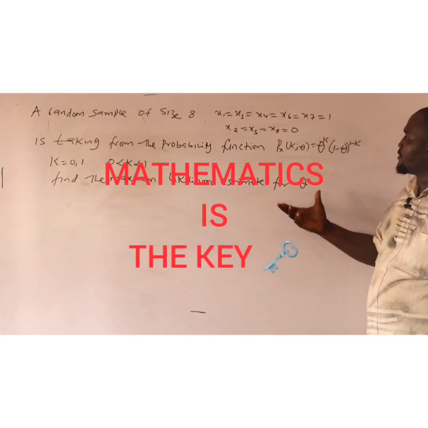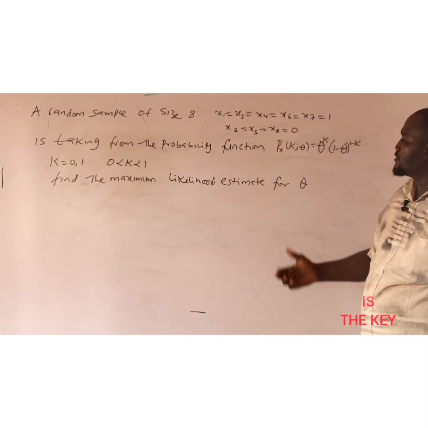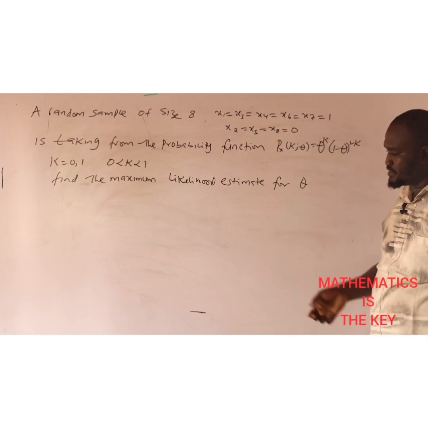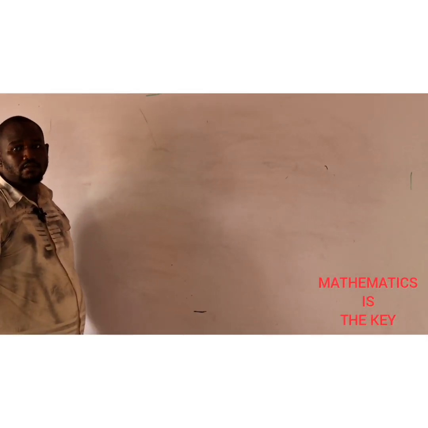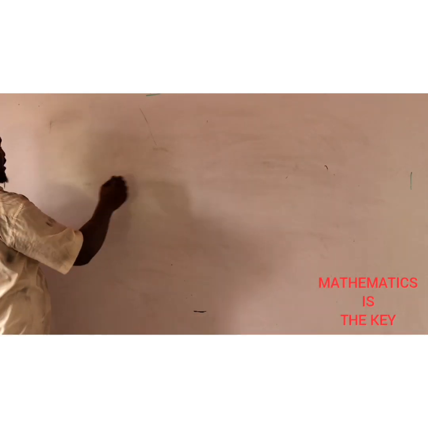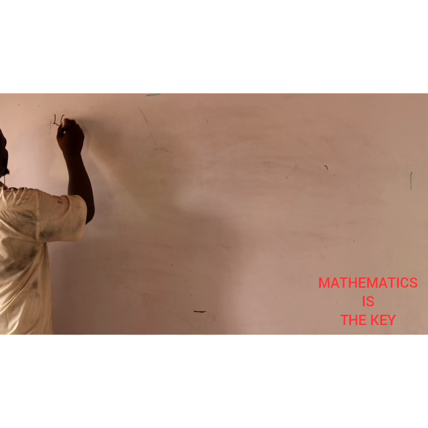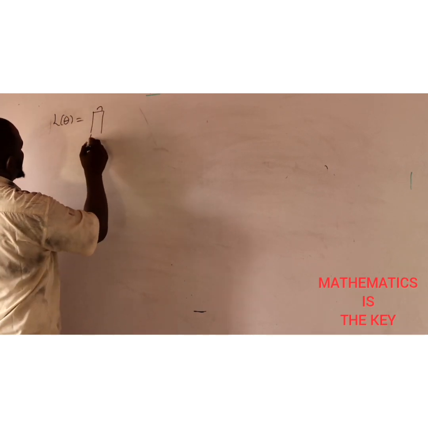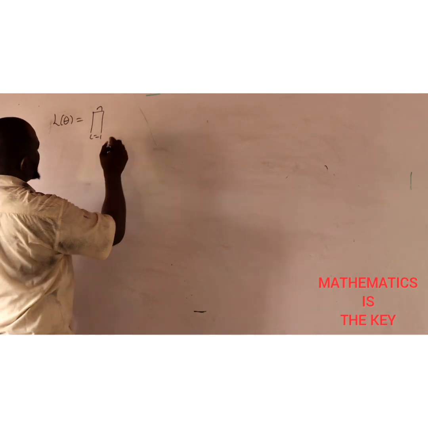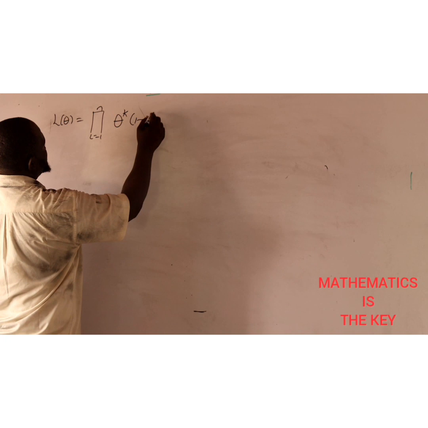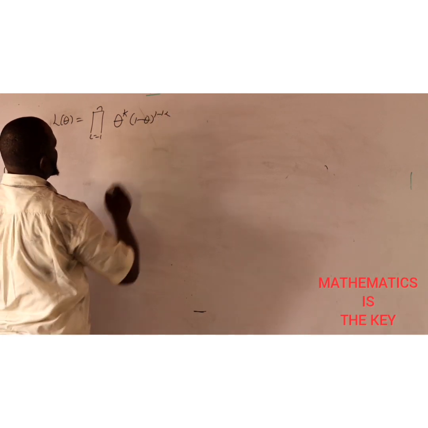In this example, with this information, we have to find the maximum likelihood estimate for theta. Okay. Now, to find the estimate, we have the likelihood of theta is the product from i equals 1 to n of theta to the power of k, 1 minus theta to the power of 1 minus k.